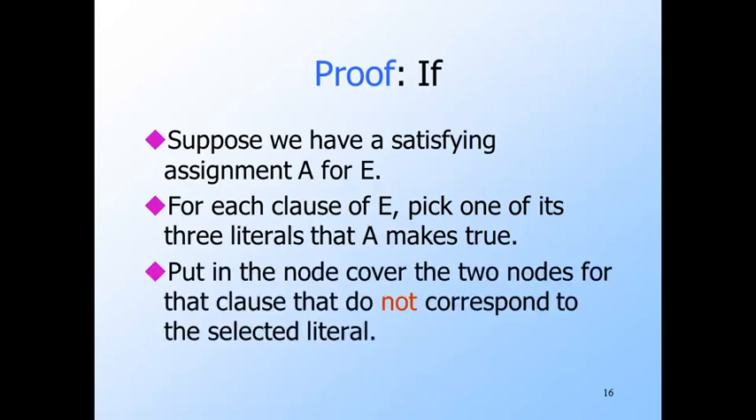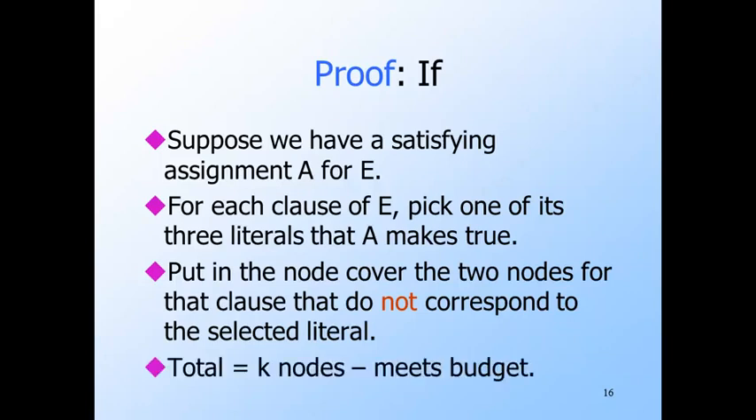Then the node cover consists of the 2 unselected nodes from each column. Notice that some of these nodes may also have their literal made true by assignment A, but it doesn't matter. The important thing is that the unselected nodes all correspond to true literals. This selection of nodes has exactly k nodes, since k is twice the number of clauses. So if we can prove it is a node cover, then we have shown that G has a node cover of size at most k, in this case exactly k.